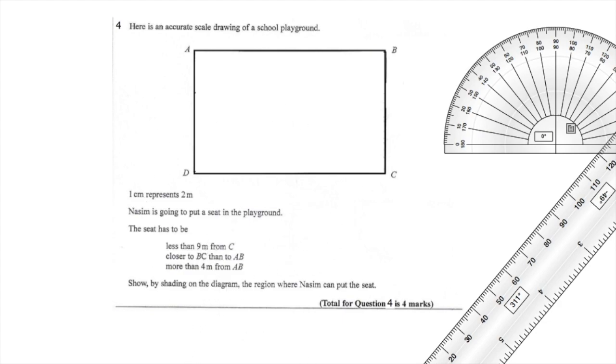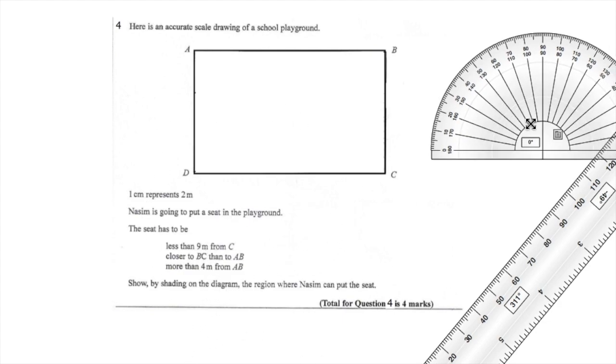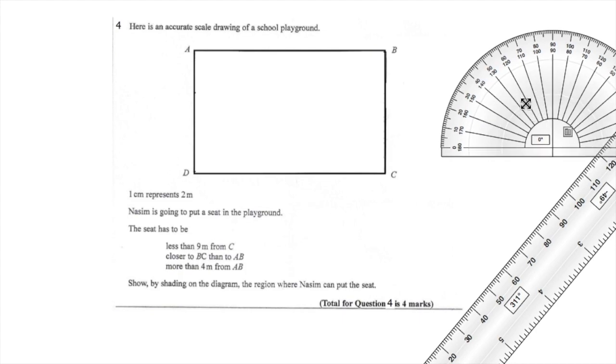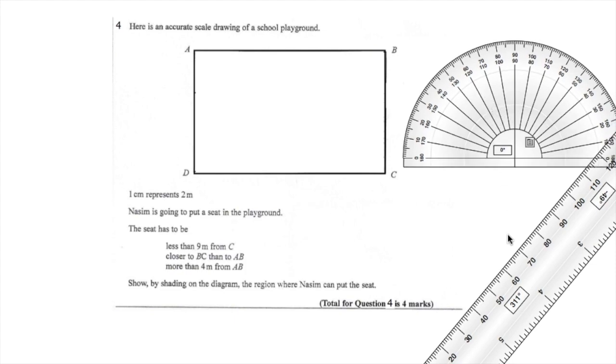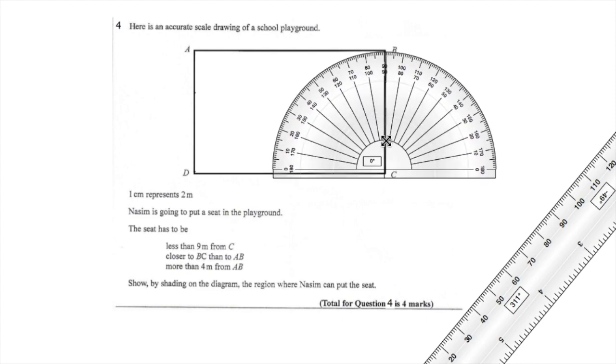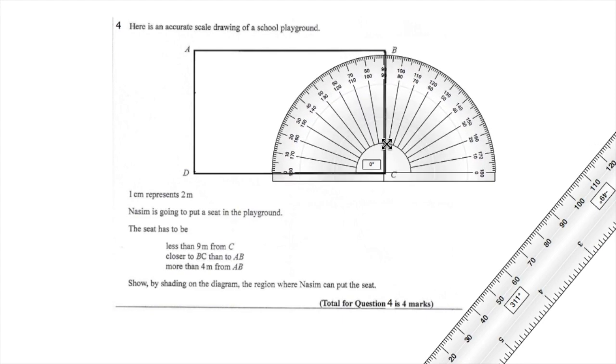I can't get a compass in this software, so unfortunately I have to use a protractor for this. Please don't do this in the exam. Obviously, if you had a compass, set the length of the compass to 4.5 centimeters because the scale is 1 centimeter for 2 meters. So we need to divide that length by 2 to get our measurement in the diagram. So set your compass to 4.5 centimeters and draw a circle around C.